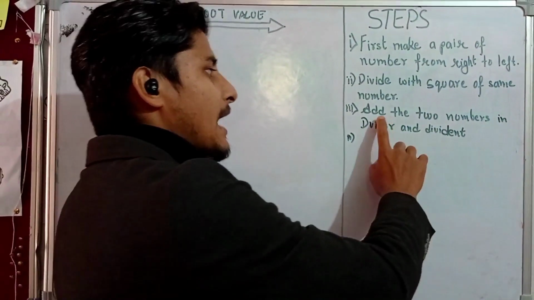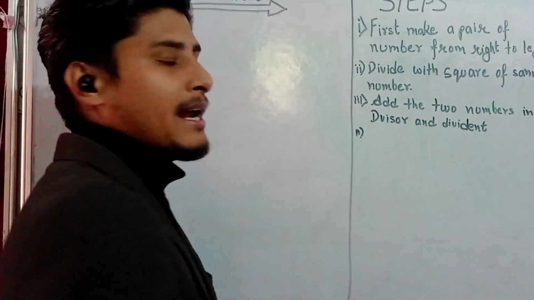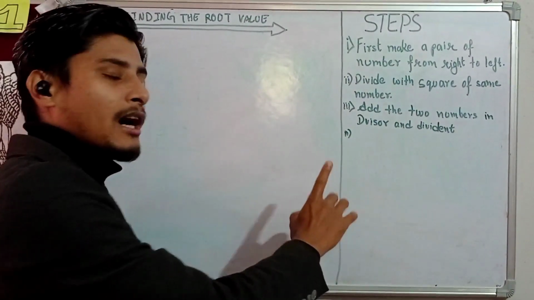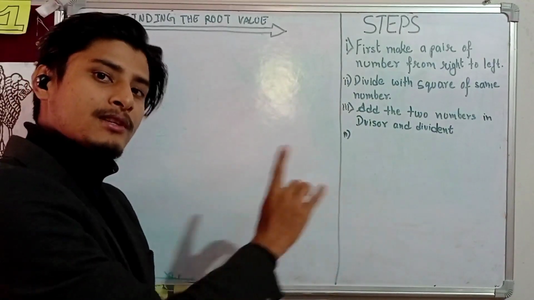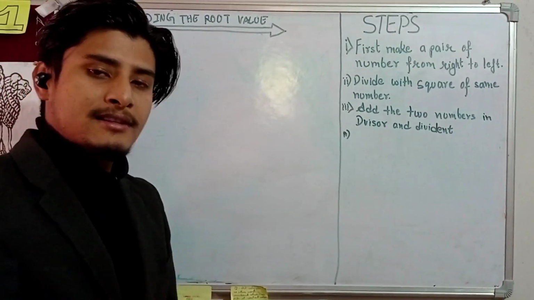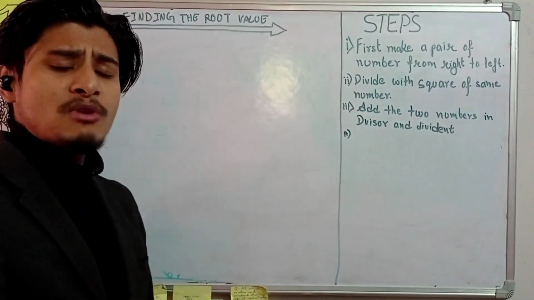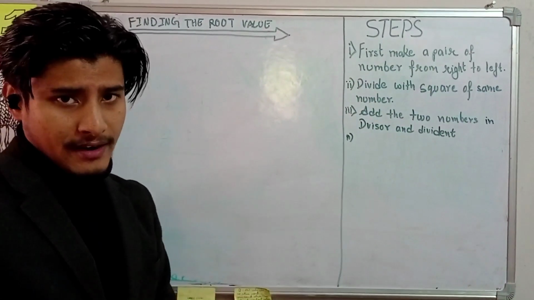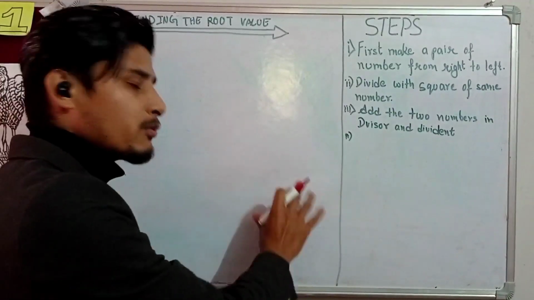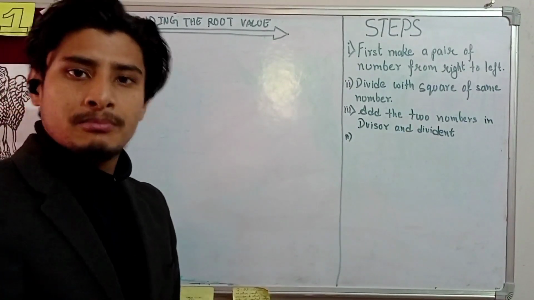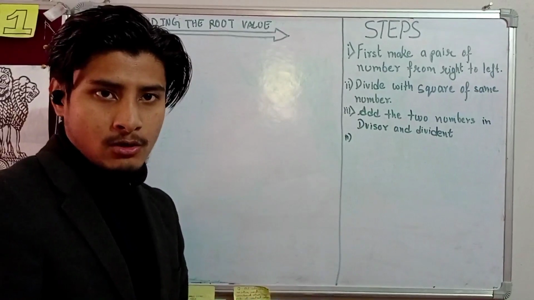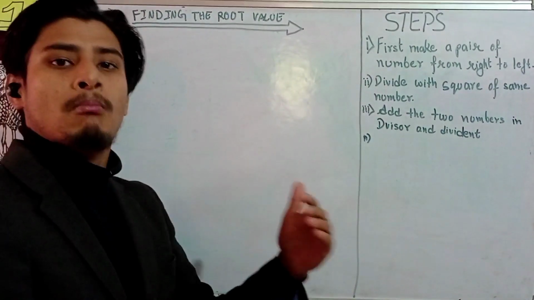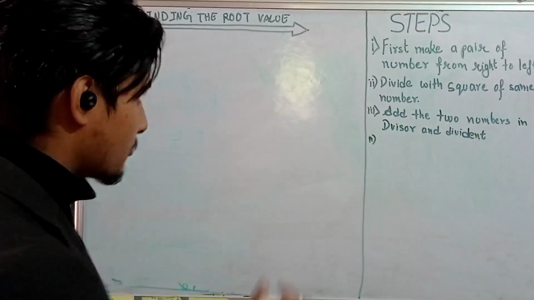And the third step is to add the two numbers in divisor and dividend. After you put the values of the square of the same number, the next step is that you need to add the dividend and the divisor. After that, whichever number you get, you will go further with the procedure. The fourth step I didn't write right now; let me explain it to you, and after that you will be able to understand it more properly. Okay, so let's go to the one.